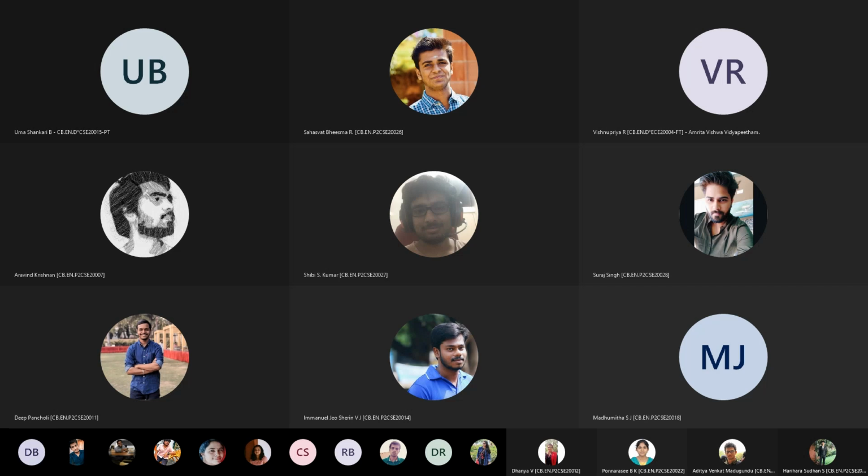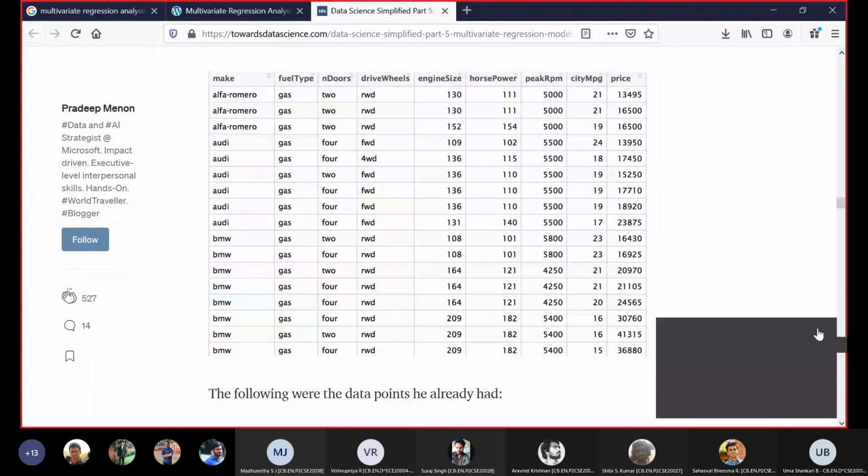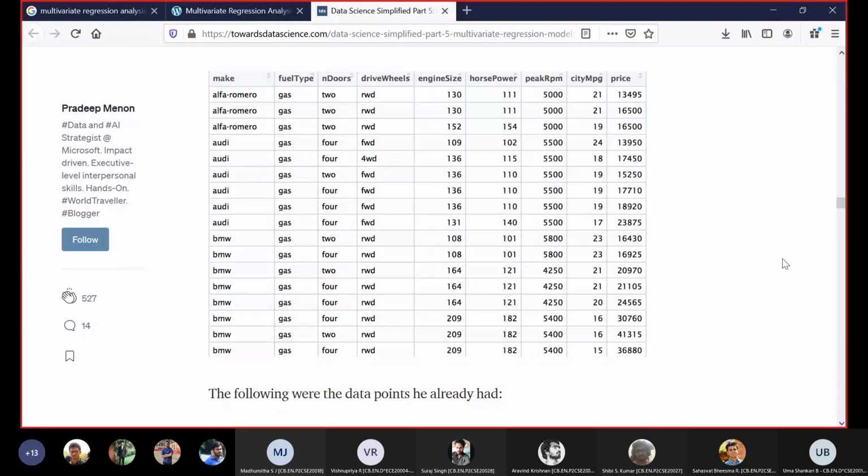Okay, so can you identify what are the other factors that can be dependent? Peak RPM is dependent on only engine size and horsepower, not the others? Or can you tell a variable which is just like the price variable? Can you tell me any other variable that will be dependent on the rest of the variables?